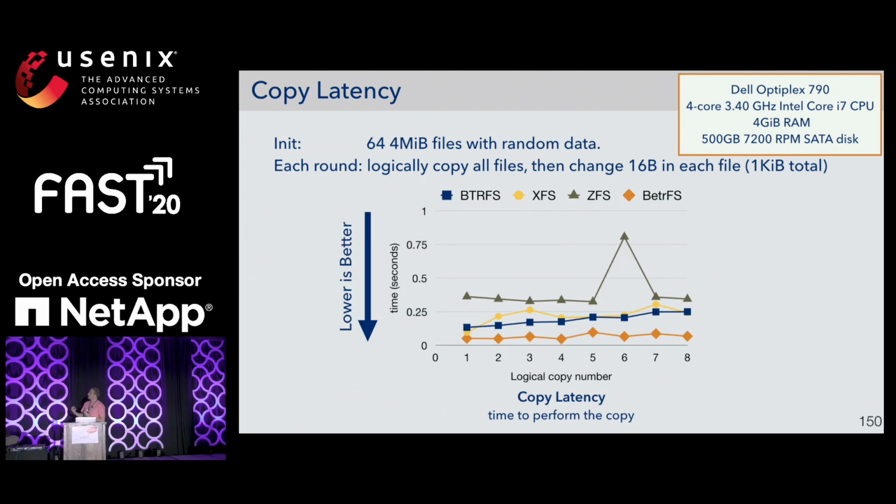And we can look at the latency required to perform these copies. So in this plot, we just are taking the wall clock time it takes to perform the logical copy itself, and that's on the y-axis, and the x-axis is the number of copies that we performed. And as you can see, betterfs has very low copy latency.